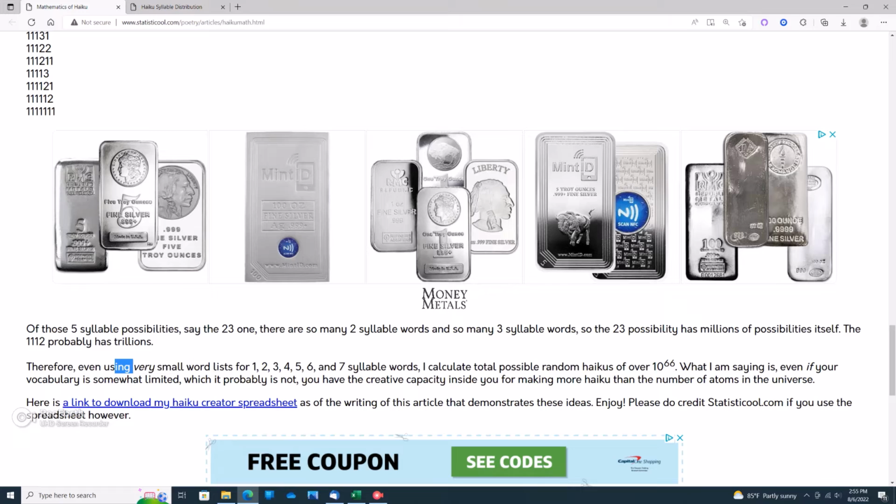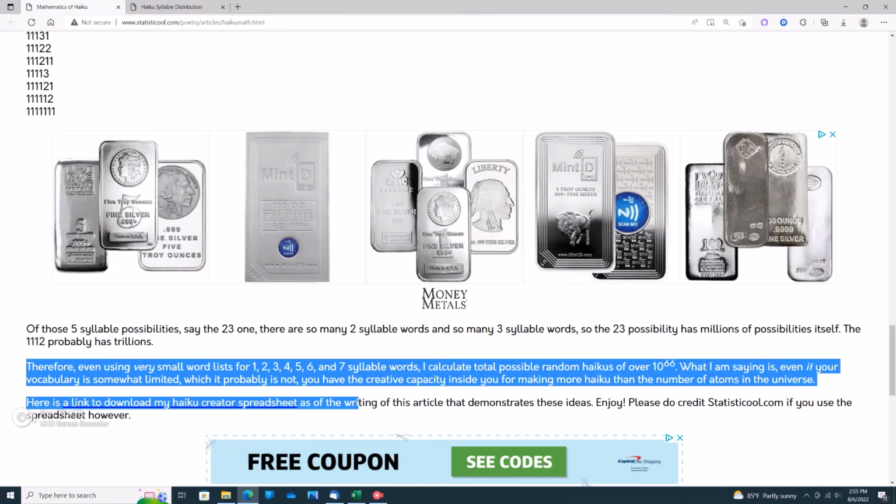But even doing that, I used very small word lists. I use standard dictionaries, which I would say are on the medium to small side in number of words. You can get a professional dictionary and the numbers go up incredibly, with very uncommonly used words, so you could probably find dictionaries with more words than the ones I use. But even so, I calculated the total possible haikus at over 10 to the 66th power, which is more than the number of atoms in the universe, right? I have a link to my haiku spreadsheet there just to show the steps that I went through.